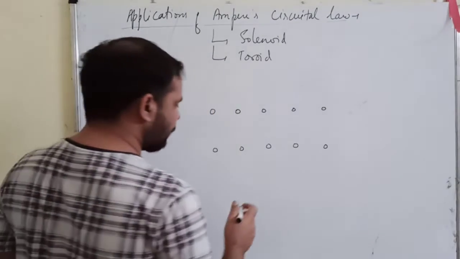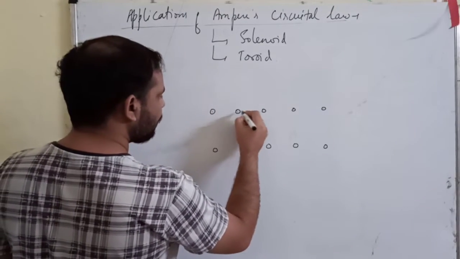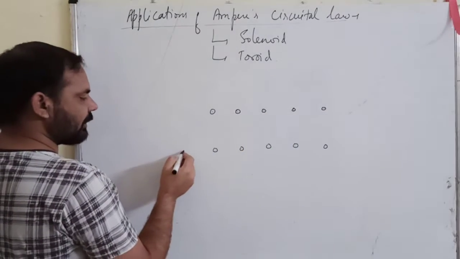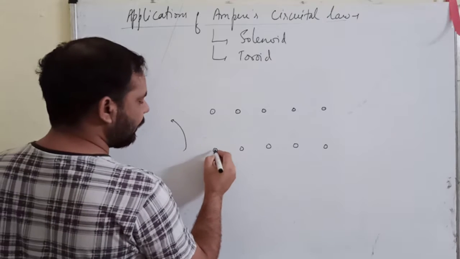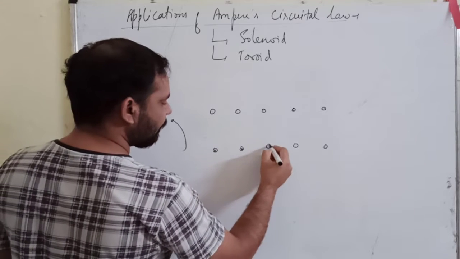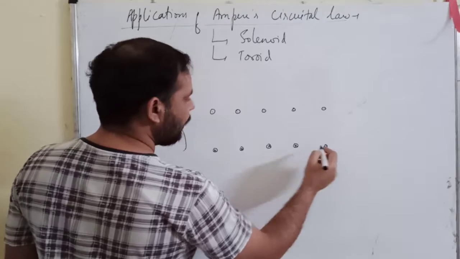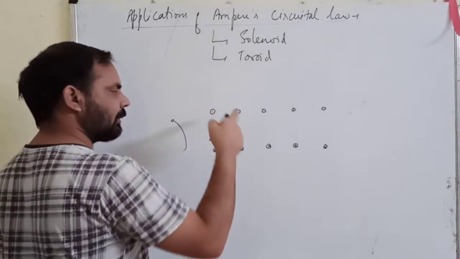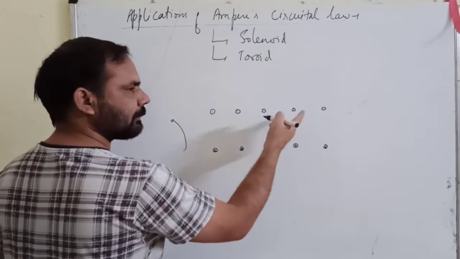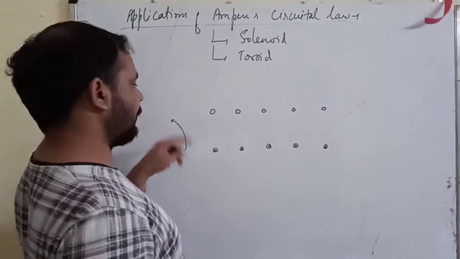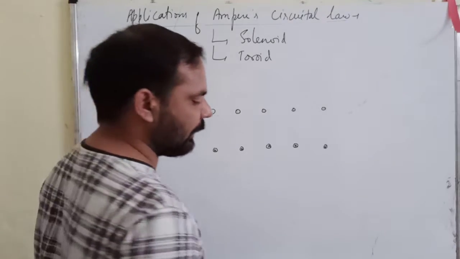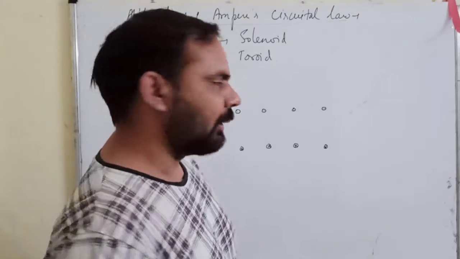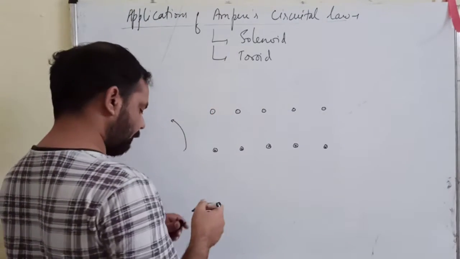Now suppose these are the points, and suppose the current is flowing this way. So current will be coming out from these points, crosses, and will move into the board from these points. This way current is flowing through the solenoid. Now what will happen? It is just like a wire passing through a plane, so it will generate a magnetic field.